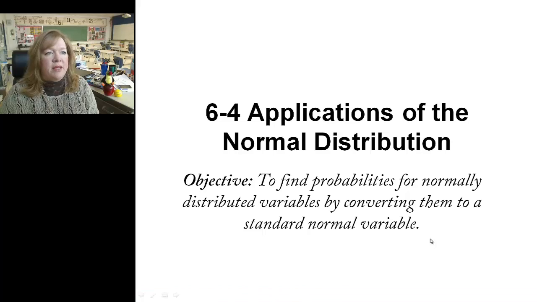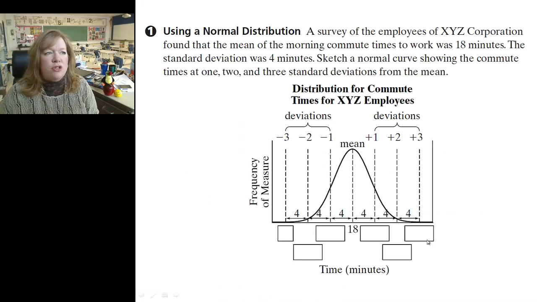So let's get rolling. When we look at this normal distribution here, here's a distribution for the commute times for XYZ employees. This is the normal curve, and 4 is your standard deviation. If you remember in class, we did an Excel activity where we actually put our data on the normal curve to check if it was bell-shaped to see if it was normal. If you understood that, you'll get this as well.